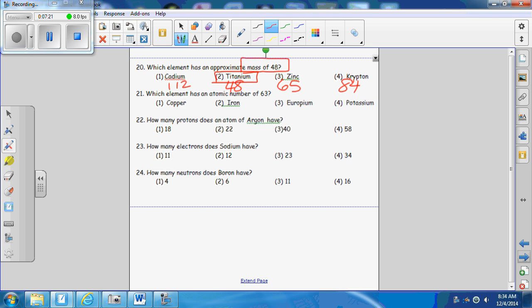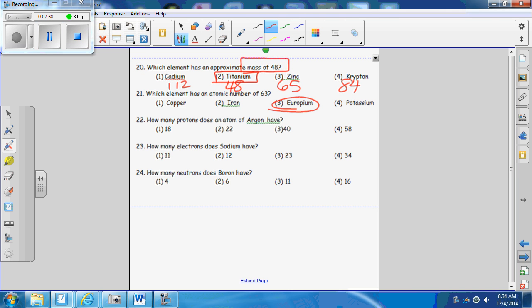Which element has an atomic number of 63? A lot of people had problems with this because they didn't realize that the lanthanides got pushed down to the bottom of the periodic table. So there's a space for them. There's a gap. You look down and you find that 63 is europium.